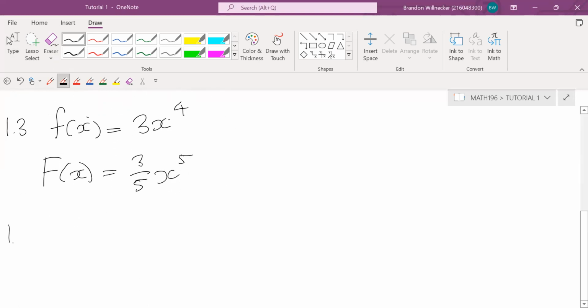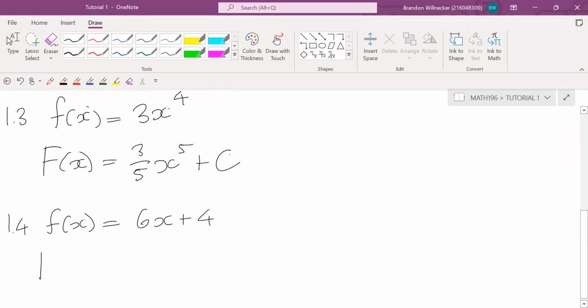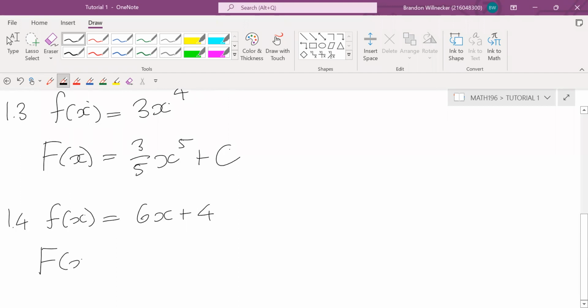Okay, 1.4. Here we have f of x is equal to 6x plus 4. Again, straightforward polynomial. We can just do it in parts. Sorry, for the previous one, remember plus c. Okay, so then the antiderivative in this case, what are we going to get? The old exponent was 1, so we add 1 to make it 2 and divide by 2. So we get 3x squared plus 4x, and don't forget the plus c.